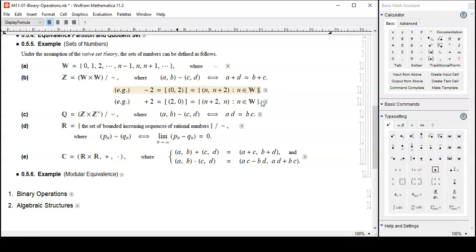And then positive 2 is defined like this, and then you can identify the set of whole numbers with the second kind of equivalence classes, you see, (n, 0), and then take these as negative whole numbers and put everything together. That's how you can define integers.